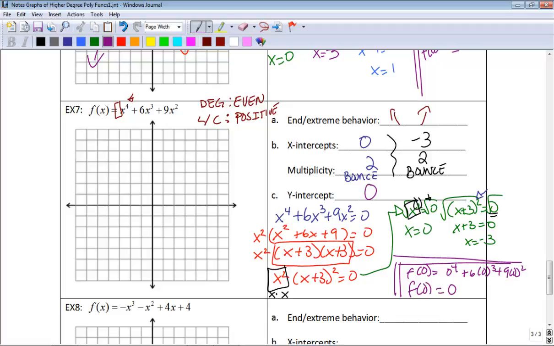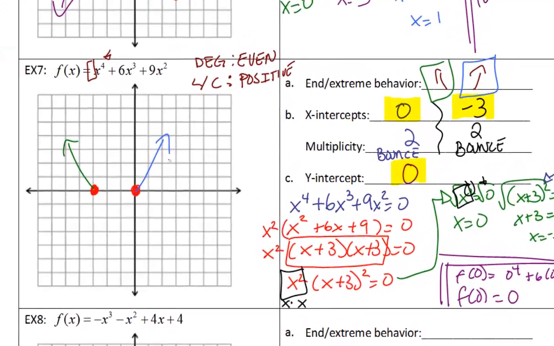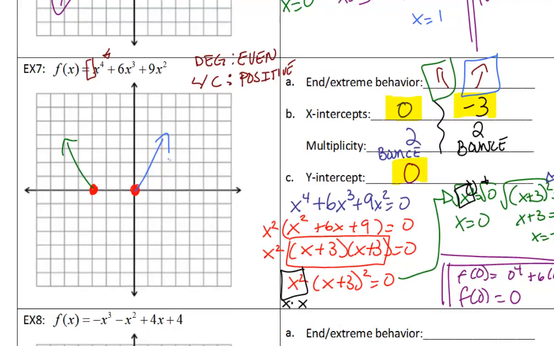Next, plot all your points. Well, what were my points? 0, negative 3, 0, so really I only have two of them. One of them is 0, and the other one is negative 3. Then what do you got to do? Put your end behavior on these points. So to the very left, what am I supposed to do? Go up. To the very right, what am I supposed to do? Go up. Now use your multiplicity and the fact that you know you need to connect the dots to get the rest of your graph.